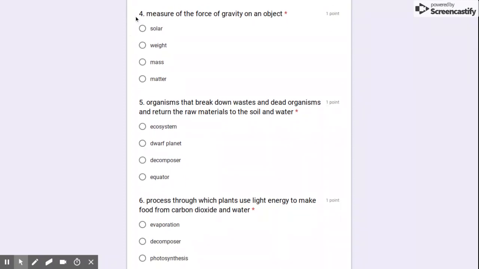Number 4. Measure of the force of gravity on an object. Solar, weight, mass, matter.